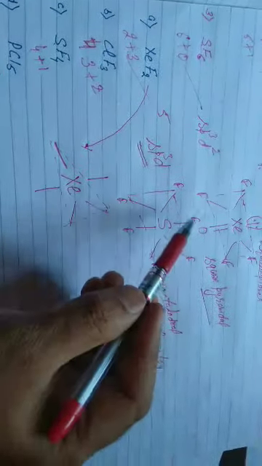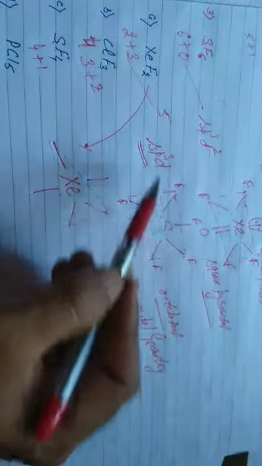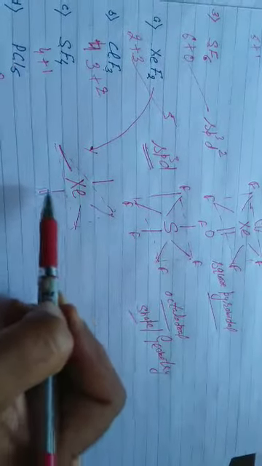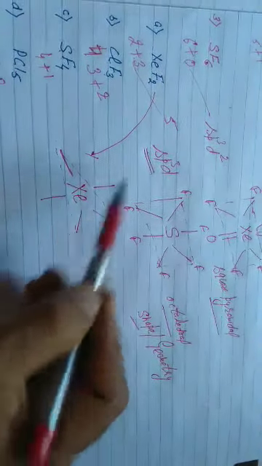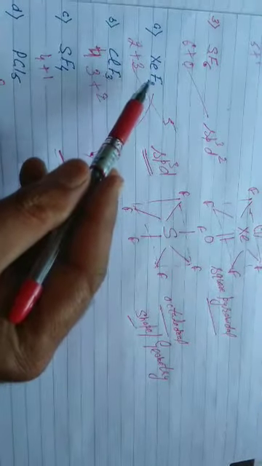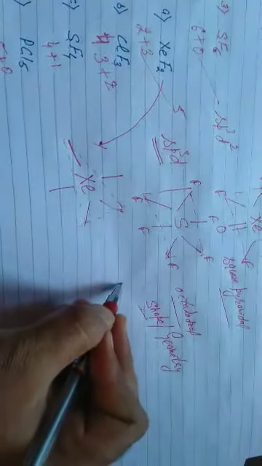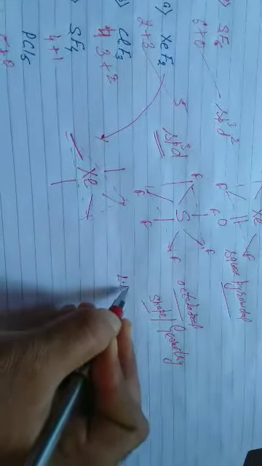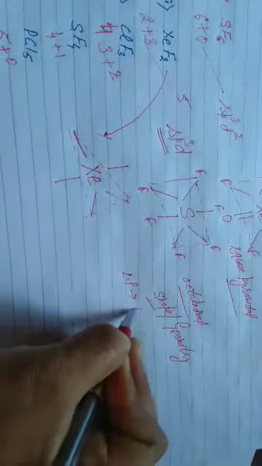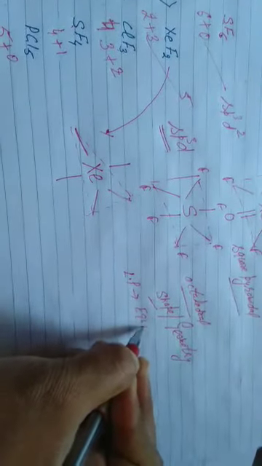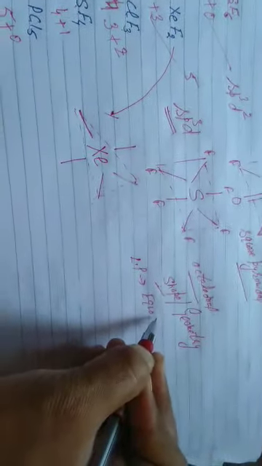In this case, at first we design this geometry. For sp3d, at first design this geometry and then give shape. It is XeF2, students. 2 bond pair and 3 lone pair. Remember, in sp3d hybridization, lone pair always occupy equatorial position. Lone pair always occupy equatorial position, otherwise your shape will be wrong.